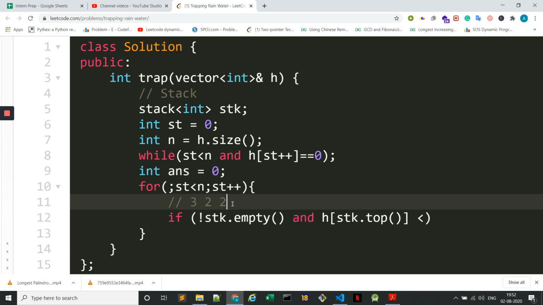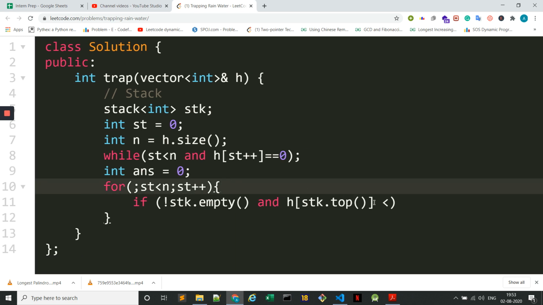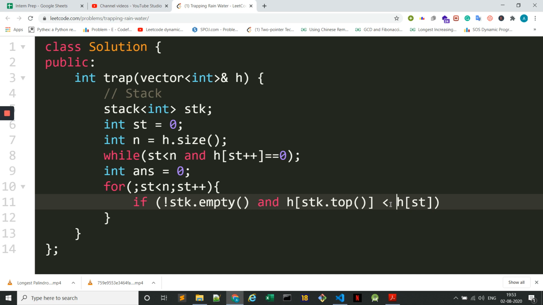Water, there is no way in which we can say that water present at the top of this is bounded. Why? Because if I fill some water at the top of this, it will flow through this gap of 2. So what we want is a strict inequality: the current element which we are serving, this current height, if it is greater than the height of the element at the top of the stack, that means we have got the right bound, right?